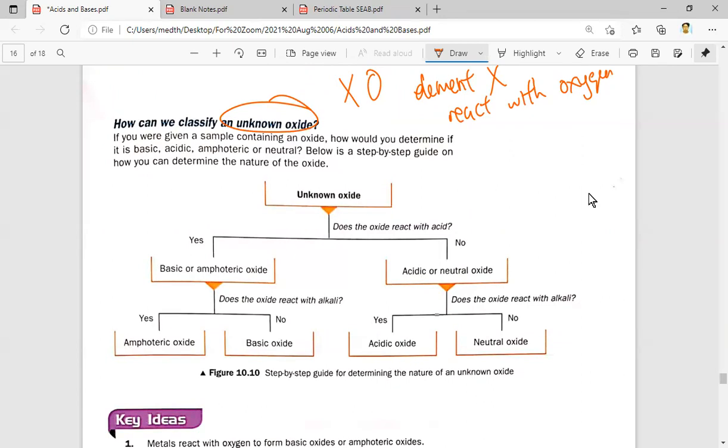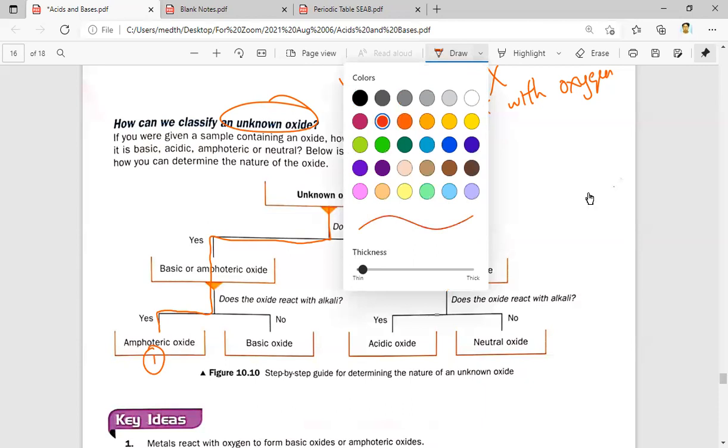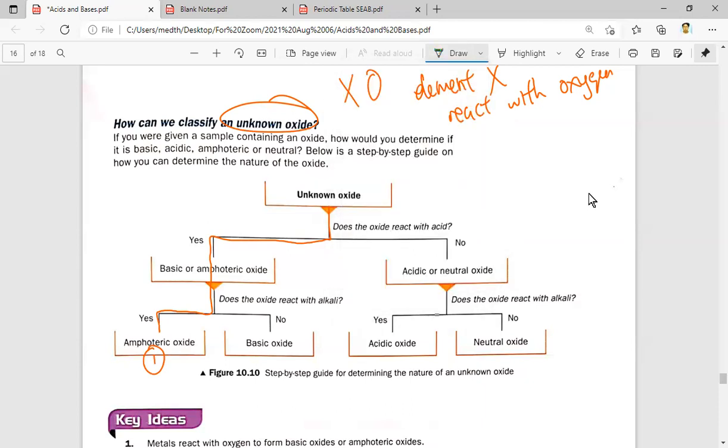If it reacts with both acid and alkali, it's amphoteric. If it reacts with acid but doesn't react with alkali, it's basic. So I say again, if it reacts with acid and then it reacts with alkali, it is amphoteric. Then I'll use green now. If it reacts with acid but it doesn't react with alkali, you got basic oxide.